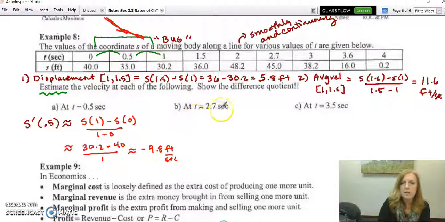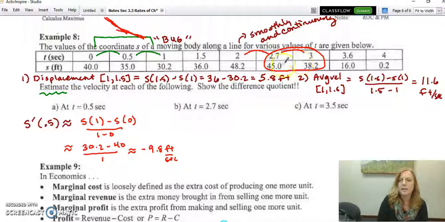Same kind of idea here, when you go at 2.7, let's take a look at that. I've got the before, I've got the after, I can do the symmetric, but in looking at this, 2.7 is closer to the 3. So the symmetric difference quotient would be more for 2.5. So I would probably go ahead and use the tangent line that's after it because it's a little bit closer.